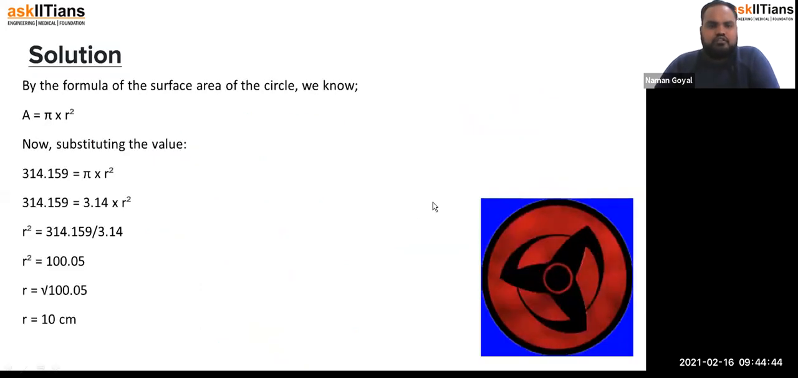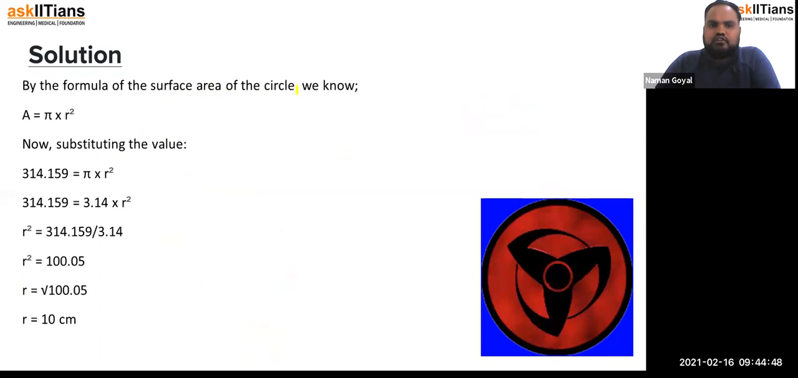Okay, this is the solution we have. By the formula for surface area, we know that A is pi r square. So we can substitute this quantity as pi r square. Pi is 3.14. Then we got the value of r square as 100.05. So the r is what? Root of this quantity, and we can take it approximately as this, isn't it? Root of 100.05 is not 10, it is nearly equal to 10. So that's why we take the approximate value as 10. Are you getting my point?